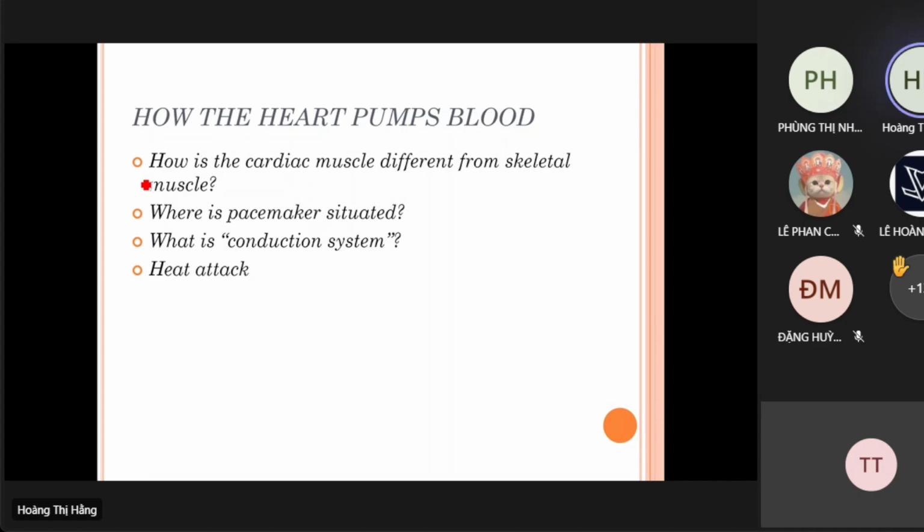You are talking about the pacemaker, the conduction system, or the heart attack?